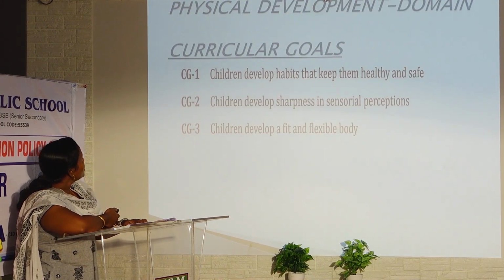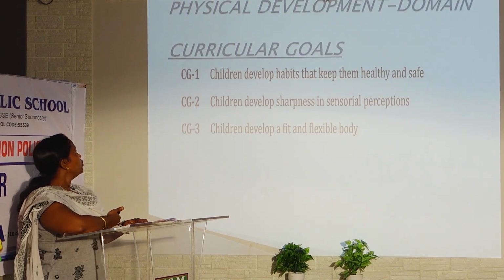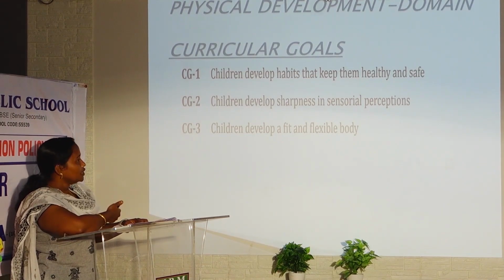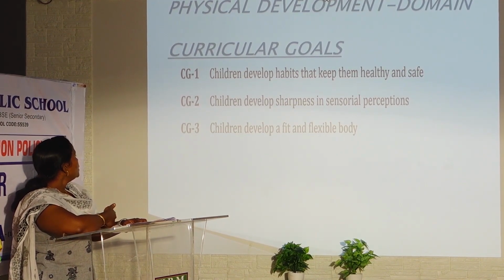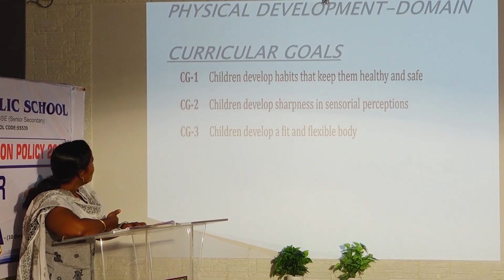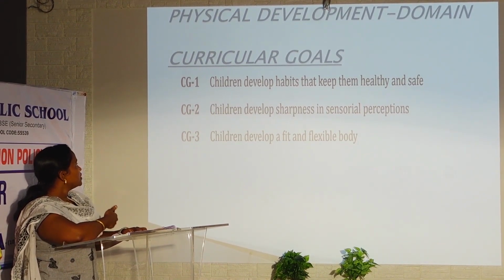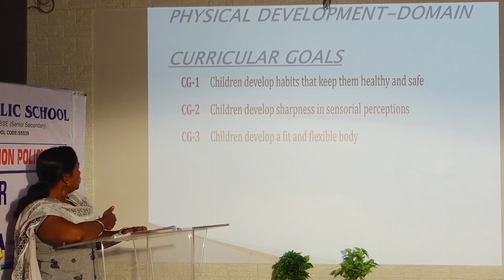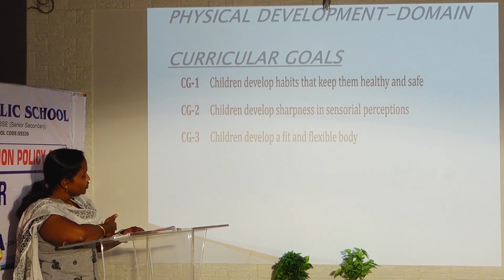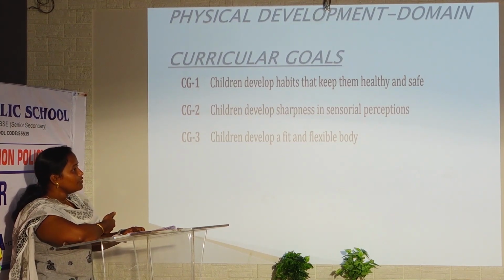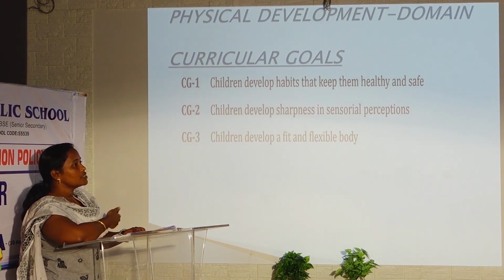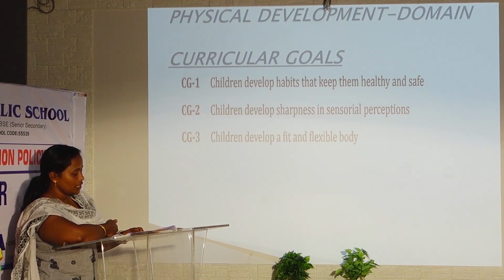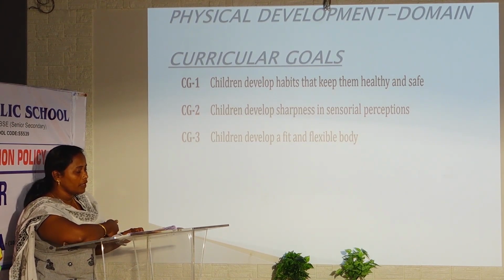So next we are going to see what the physical development domain is. Under the physical development domain, what are the curricular goals? CG1, CG is nothing but curricular goal. Curricular goal 1 states that children develop habits that keep them healthy and safe. CG2, curricular goal 2, children develop sharpness in sensorial perception. Physical development is to demonstrate strength, balance and coordination, children playing and moving energetically such as running, jumping, hopping like that.